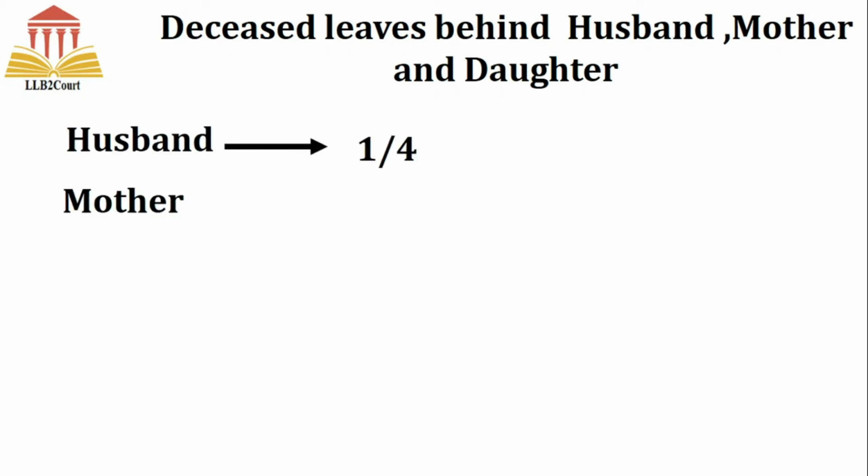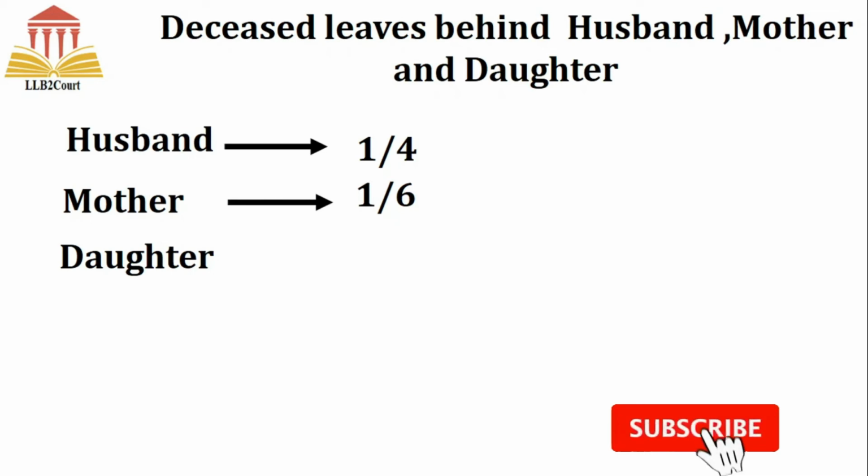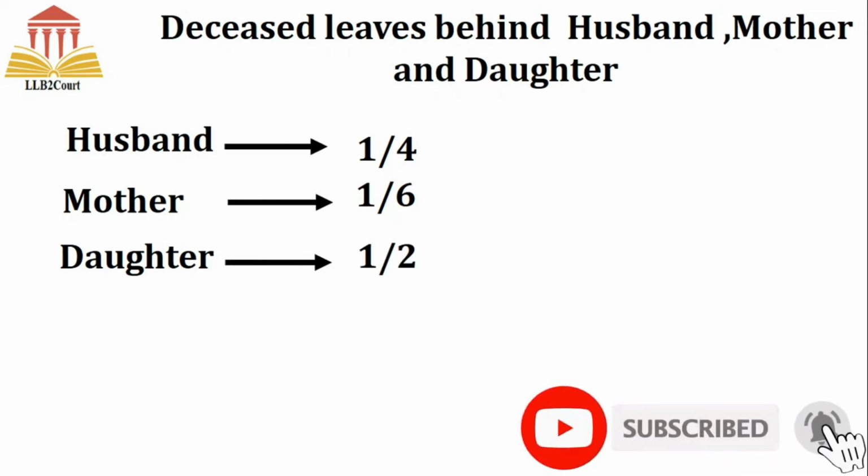Now let's see the next illustration. Now the deceased leaves behind husband, mother and daughter. See, one of the sharers is husband. So the steps would be different compared to the previous illustration. So husband's share is 1 by 4, mother's share is 1 by 6 and daughter's share is 1 by 2 since there is no son.